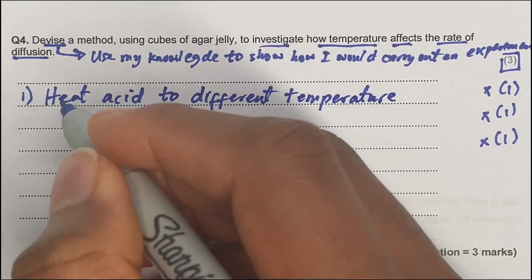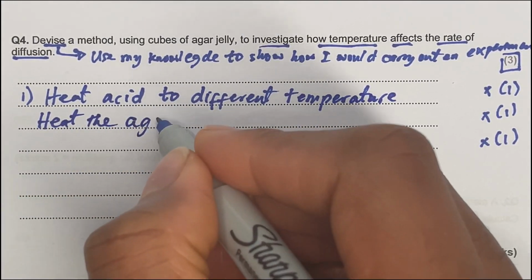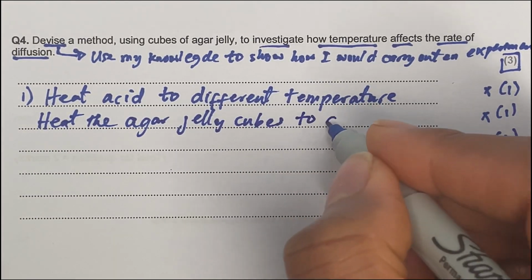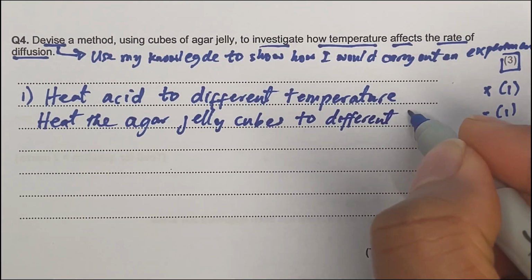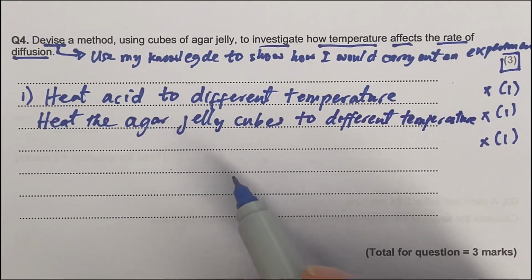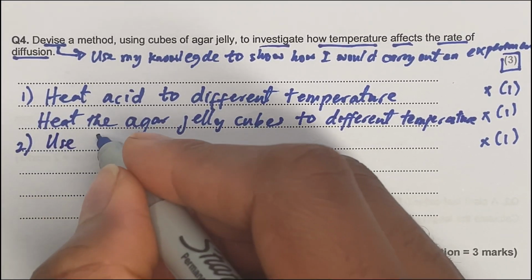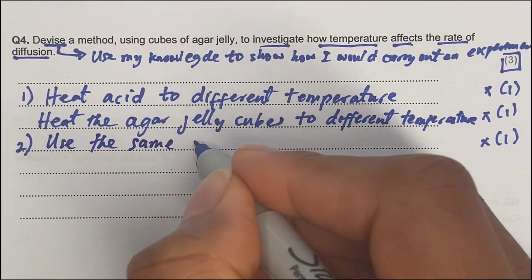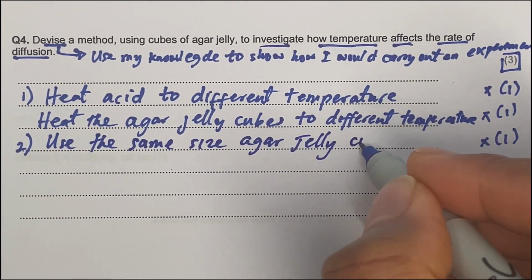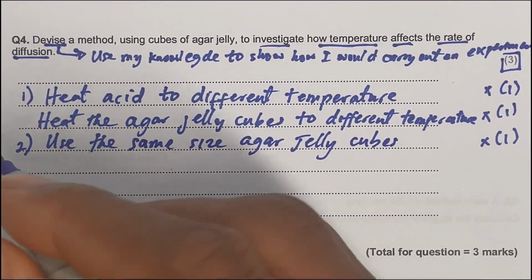Or if I don't want to say that, I can heat the agar jelly cubes to different temperatures. So that will be the same point. Okay, when that is done, my point 2 would be use the same size agar jelly cubes. So I am keeping this the same. This will be my control variable.